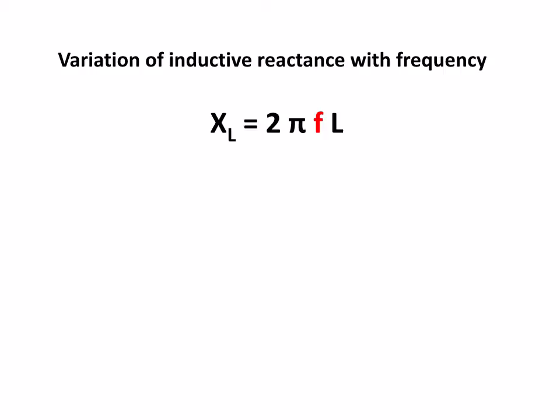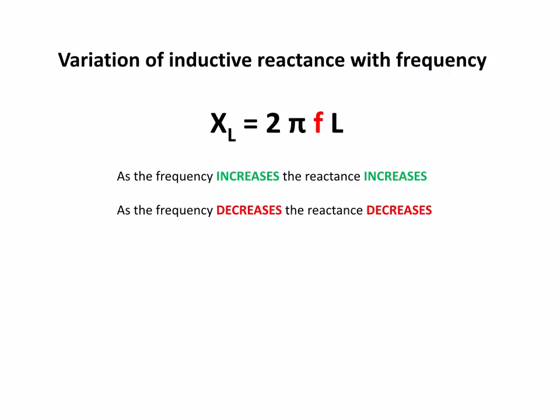There's our formula again: XL is 2 pi FL. Let's have a look at what happens with a change in frequency. If we increase the frequency, then the reactance is going to increase. If we decrease the frequency, then we're going to decrease the reactance. So XL is proportional to frequency: increase frequency, increase XL.